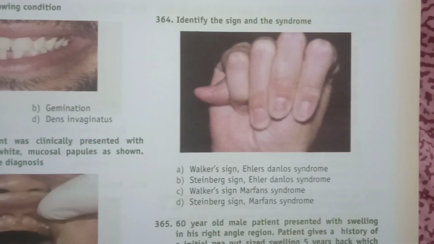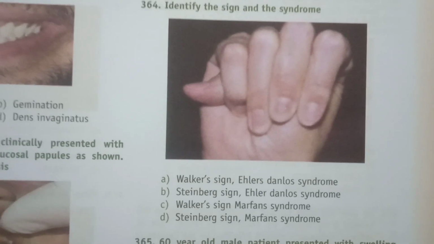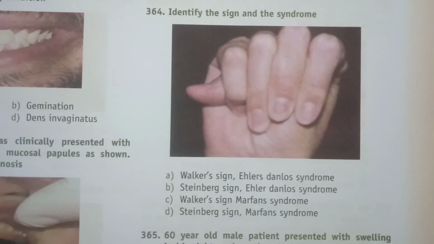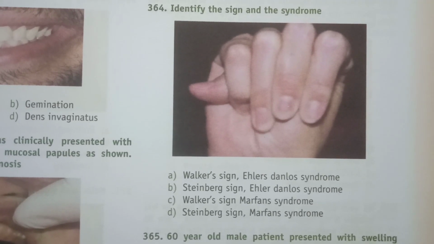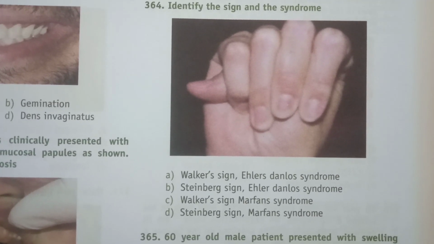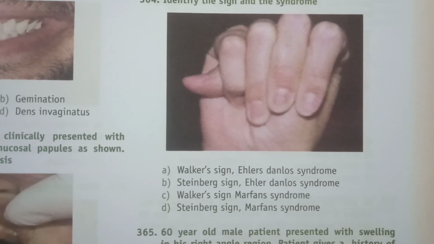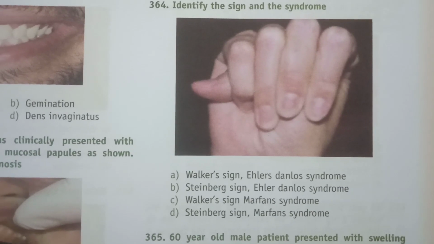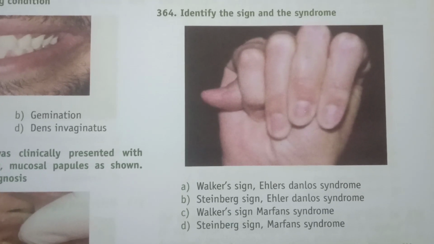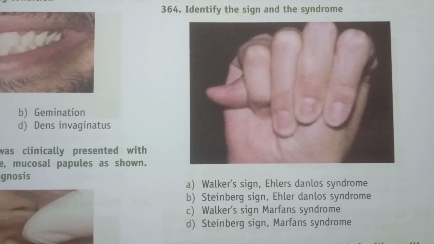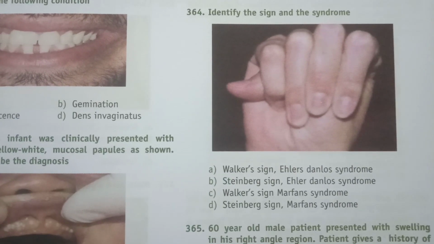Identify the sign and the symptom. Hyperextensibility of the finger. It must be Ehlers-Danlos syndrome. The answer is option D, Steinberg sign, and it's Marfan syndrome. So I'm wrong. The correct answer is D, that is Steinberg sign and Marfan syndrome.